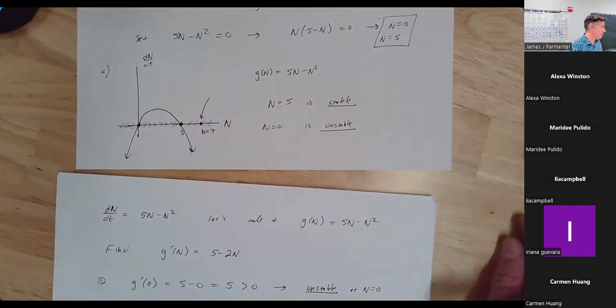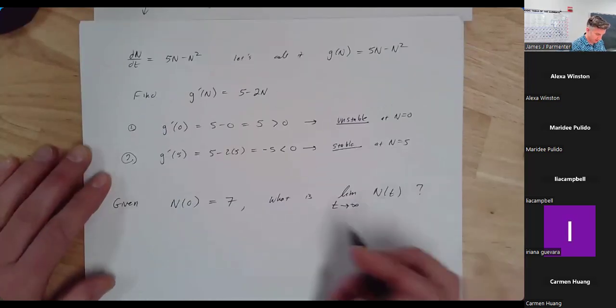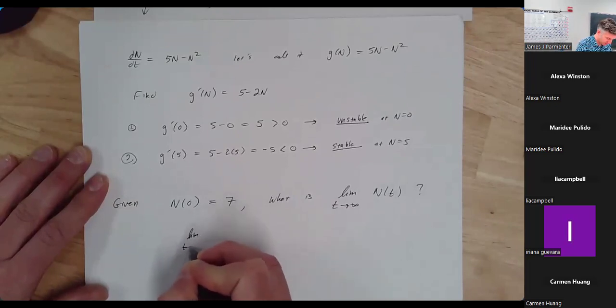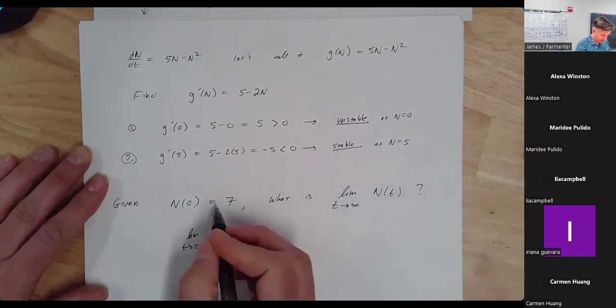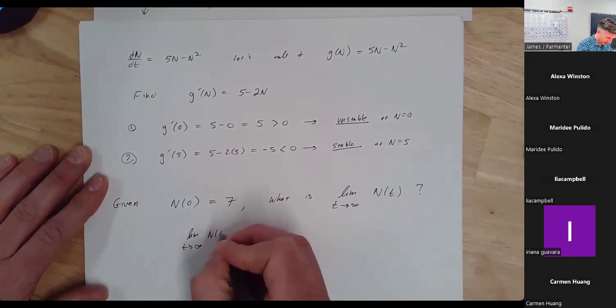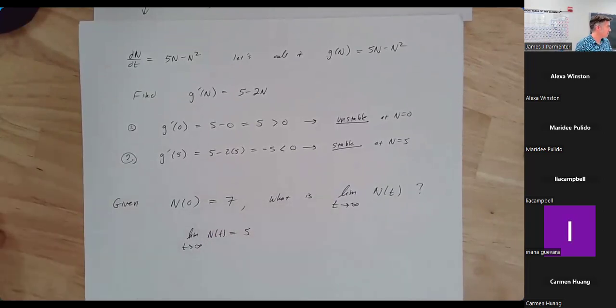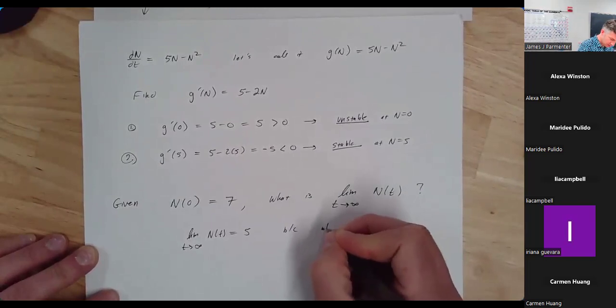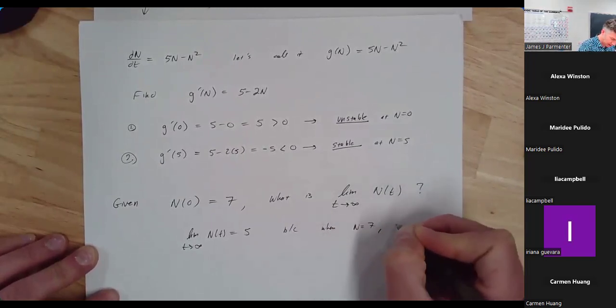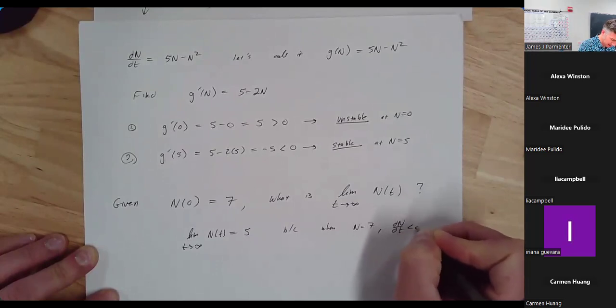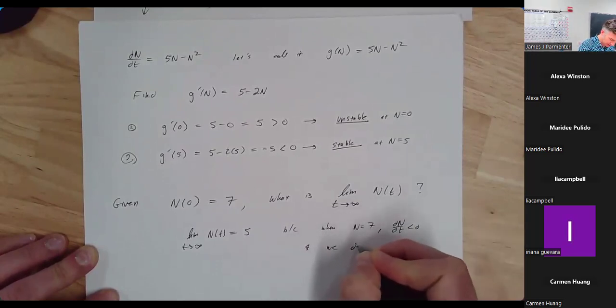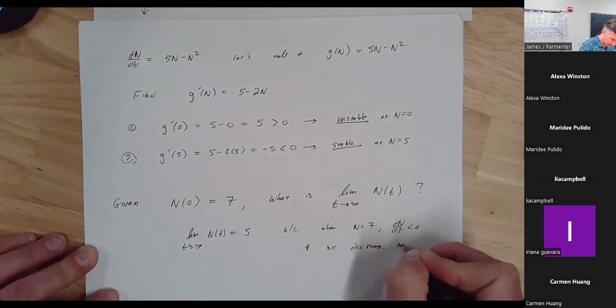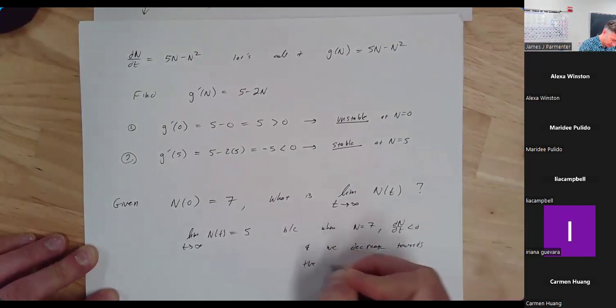And you don't get pushed further than that because if you go further than 5, you get pushed back towards 5. So we can say that the limit as t approaches infinity of n of t, if we're starting at the 7 when time is 0, that must be 5. You could write a few more words if you want to. You can say, because when n equals 7, dn/dt is negative, and we decrease towards the stable equilibrium that is 5.